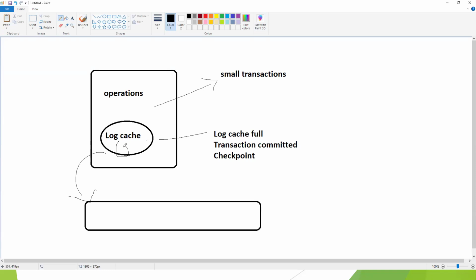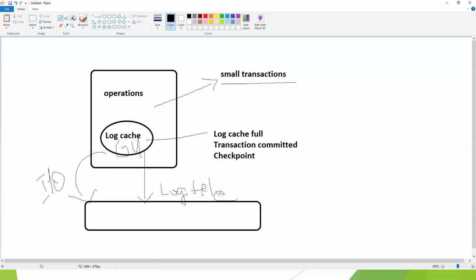So the log cache size is 64 KB, for example. It will not even wait for the 64. Every small transaction, let's say 1 byte or 2 bytes, whatever, 10 bytes of transaction, is committed immediately. It will keep writing into the log file, then you will see frequent IO operations, right?